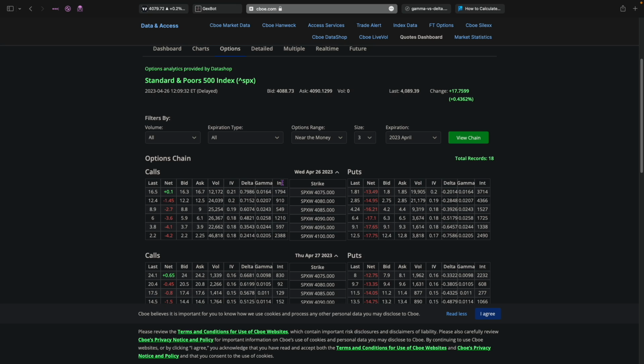And then we have INT, or open interest. Usually we refer to that as OI. Open interest tells us how many contracts of this particular option were left open as of the close yesterday. And then you also have your options Greeks. A lot of you are familiar with delta, gamma. Of course, we're going to be focusing on gamma a little bit here.